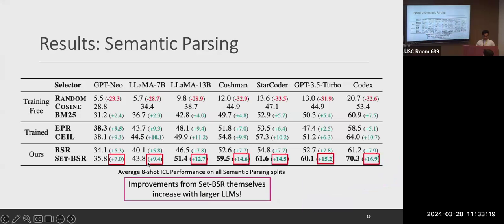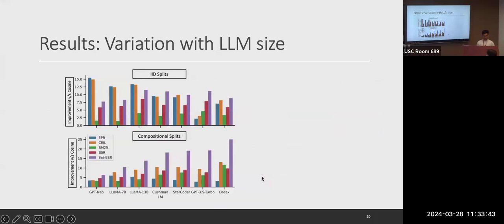What's even more interesting is that its improvement itself improves as you go to a larger, more powerful language model. These are organized in ascending order of strength and size. Up to Codex, it gets a 17% average improvement over cosine similarity. So we analyze this increase across language models a bit more.